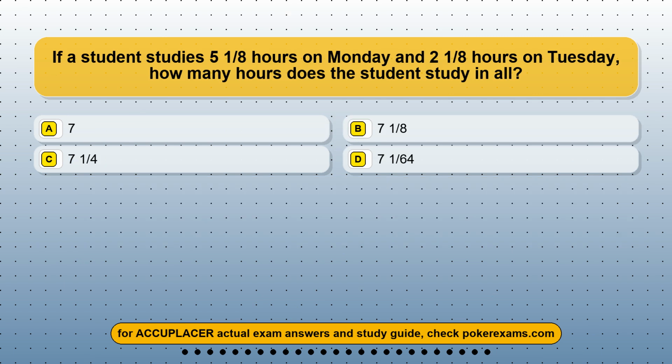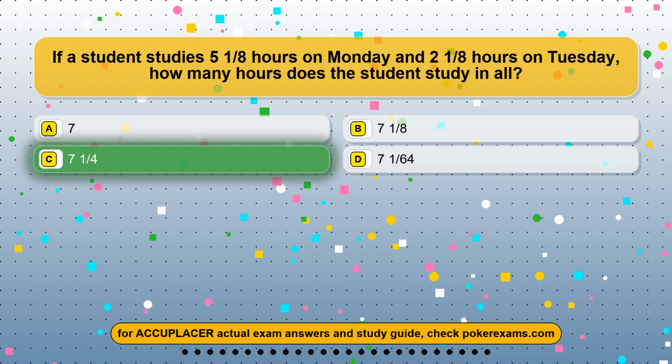Question 13. If a student studies 5 1/8 hours on Monday and 2 1/8 hours on Tuesday, how many hours does the student study in all? Option A, 7, option B, 7 1/8, option C, 7 1/4, option D, 7 1/64.